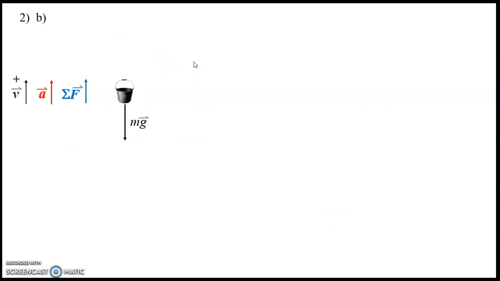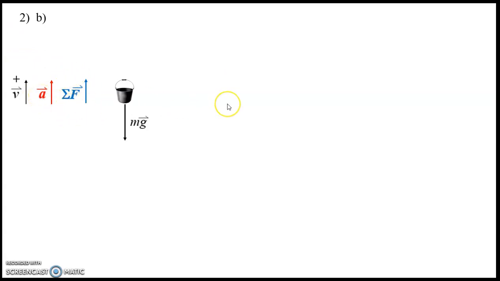Now, how should we draw that tension vector compared to the weight? Should it be equal in size to the weight, larger than the weight, or smaller than the weight? Pause the video and think it through if you're not sure.